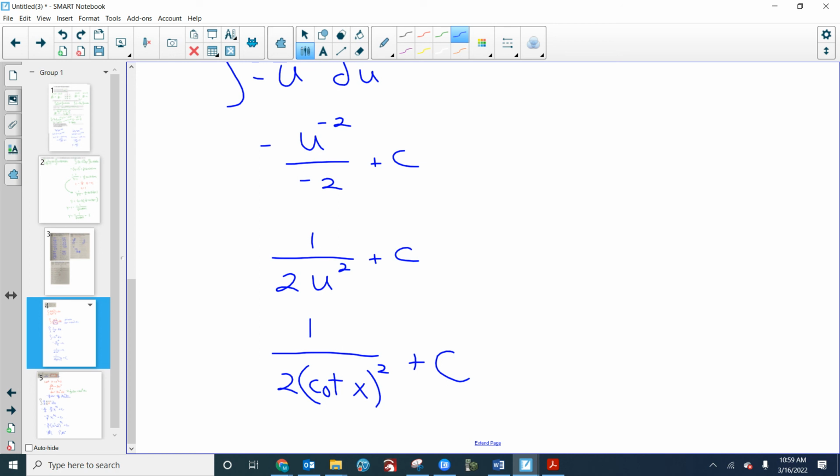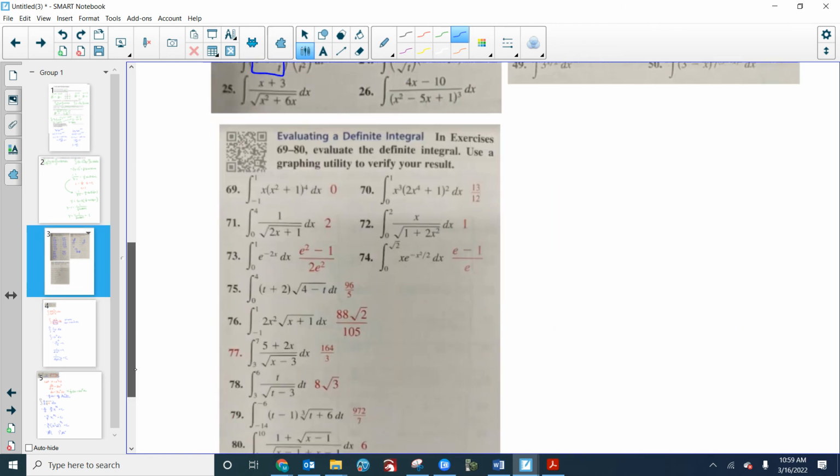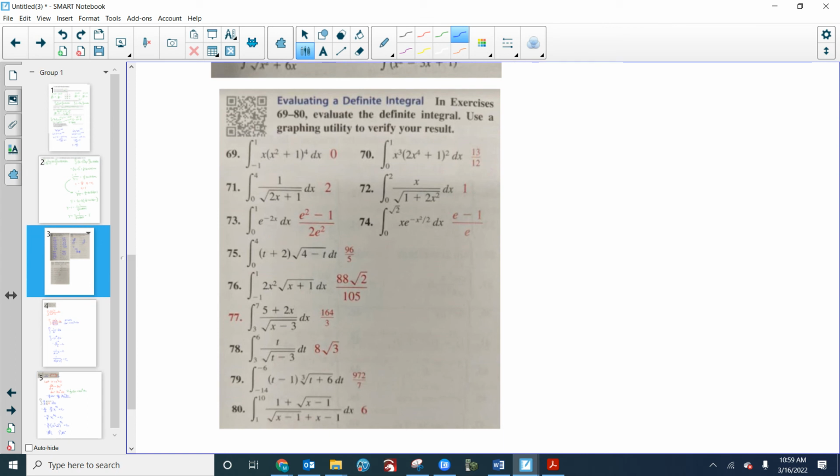Last question for you. If you see a problem like these ones right here, with bounds, your final answer is going to be a number. Should you ever go back to x's? No, stay with the u's. Don't forget your u bounds. Plug in the top bound, plug in the lower bound, subtract. Final answer is a number.